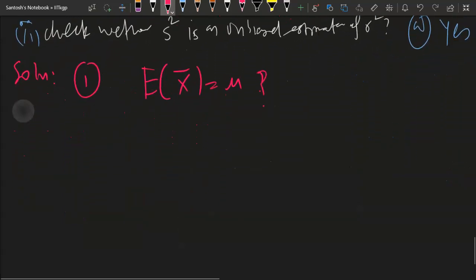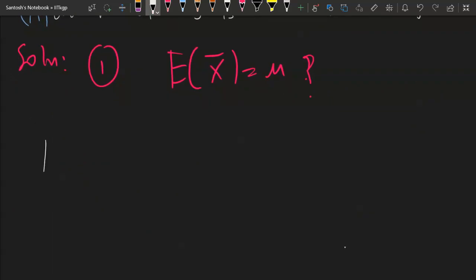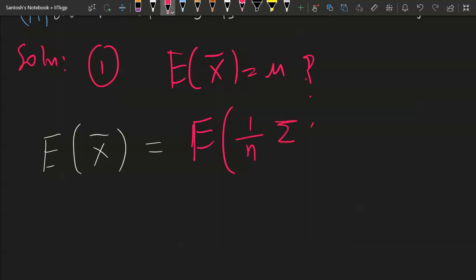Okay, let's start with the LHS, the left hand side. LHS means E of x bar, I will solve it, and later on if I get mu, then it is an unbiased estimator. Okay, let us solve. Keep the expectation outside, and write the definition of x bar. So x bar we know is 1 by n summation xi, i from 1 to n.